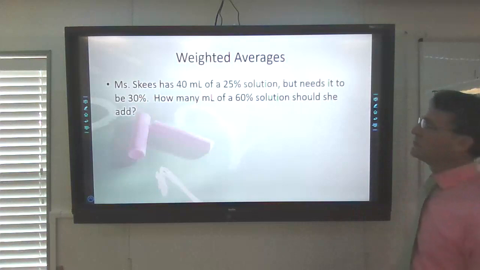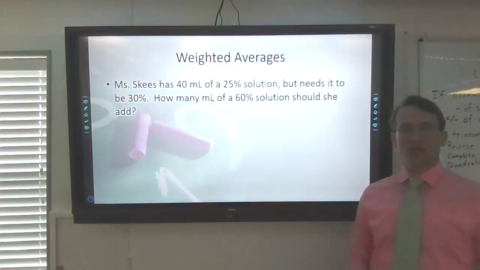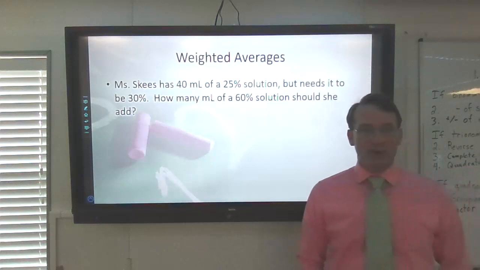Miss Skis has 40 milliliters of 25% solution, but needs it to be 30%. How many milliliters of a 60% solution should she add? So set up your table and then solve.